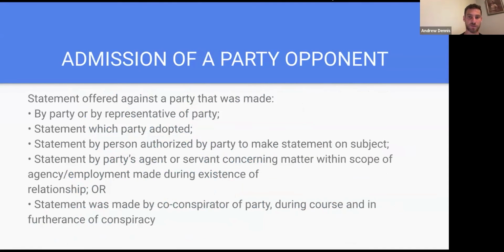A statement offered against a party that was made by a party or representative of a party, a statement which the party adopted, a statement by a person authorized by a party to make a statement on the subject, a statement by a party's agent or servant concerning a matter within the scope of agency or employee made during the existence of the relationship, or a statement made by a co-conspirator of a party during the course and in the furtherance of a conspiracy. Really look out for these party opponent admissions. They come up a lot.